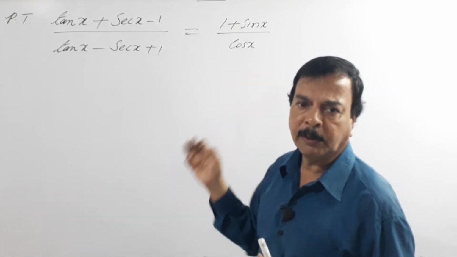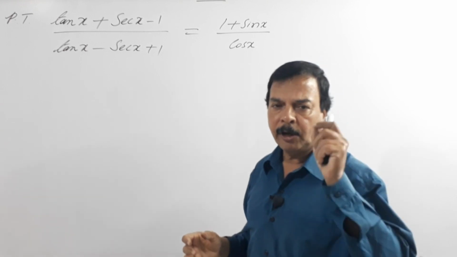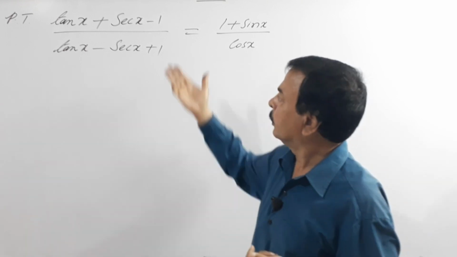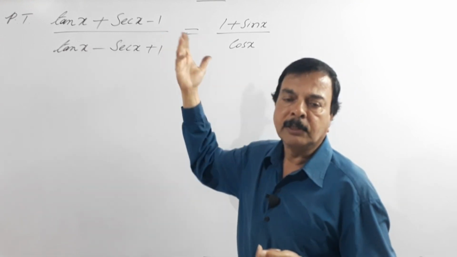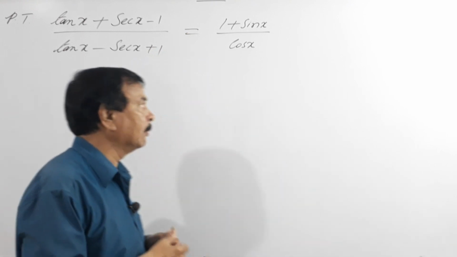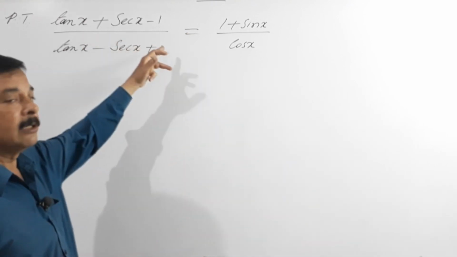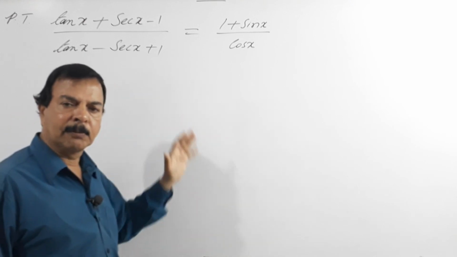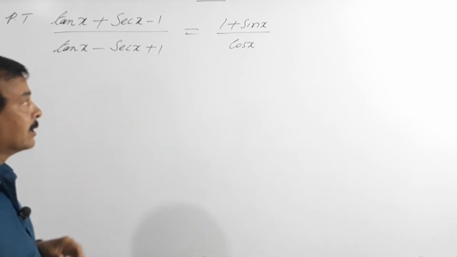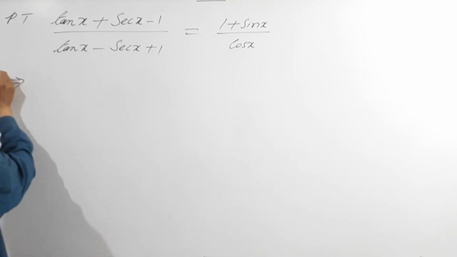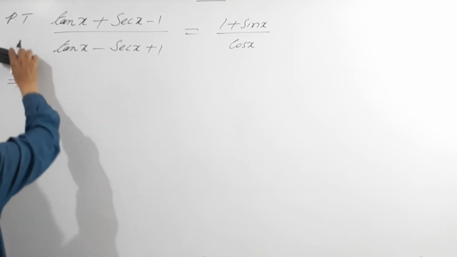Very simple problem but very tricky. We have to adopt one particular trick. If you do that, your problem is over. The trick is what? 1. What is 1? Secant square x minus tan square x. Over, the problem is over. It's a simple problem. In order to mislead you, he has given such a big problem, but you can reduce it. Now let's start this. So here, I'll catch hold of the left hand side, LHS, this time.